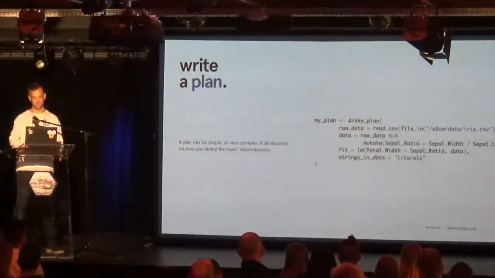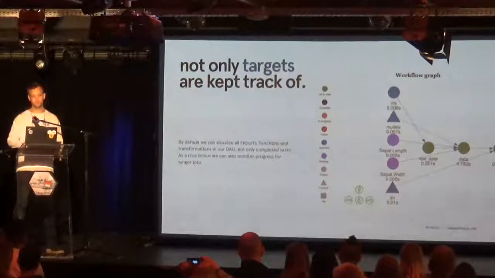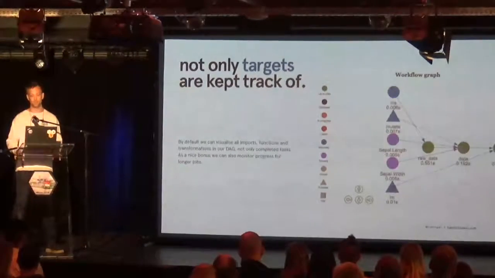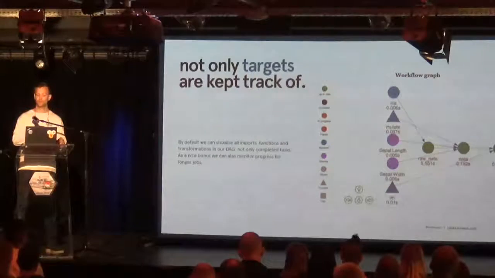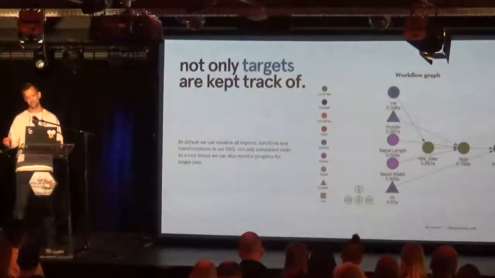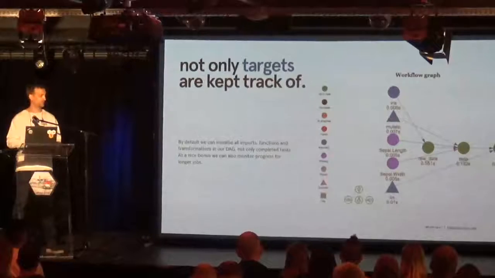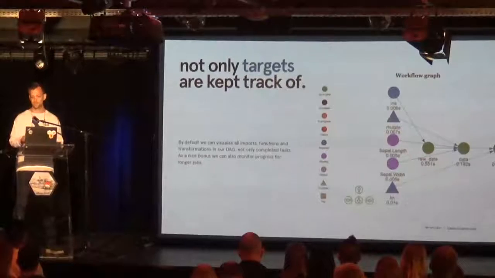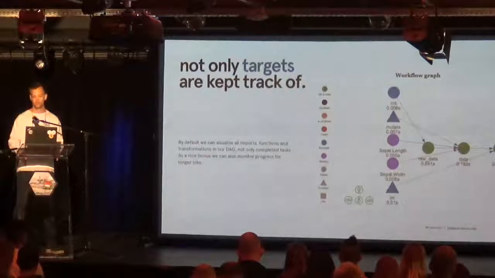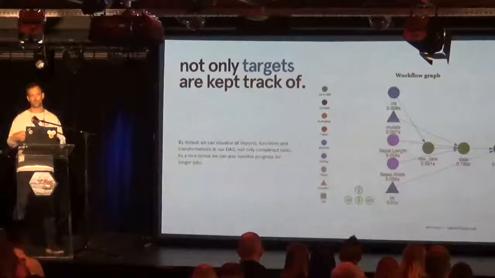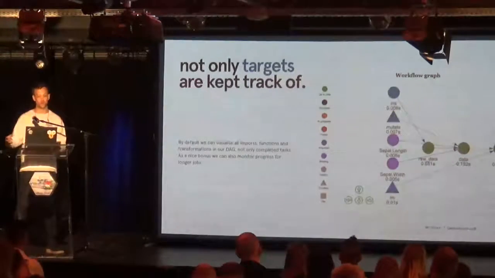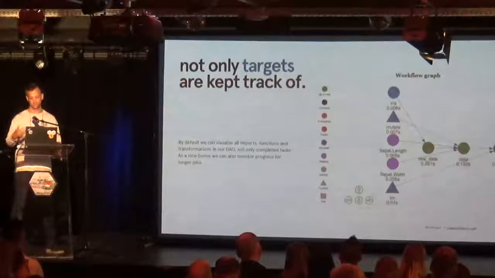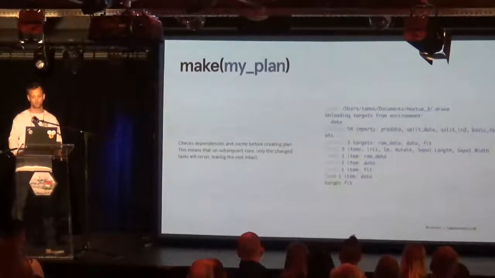And the cool thing about Drake is that you can visualize your data pipeline. So not only the outputs of each of these tasks that you can graph, but you can also see what other objects we need. So in this example, the iris data set, we need to import some functions and so forth. Another nice feature is if you have a more complex data pipeline, you can monitor the progress. So this keeps on updating while you run your job.